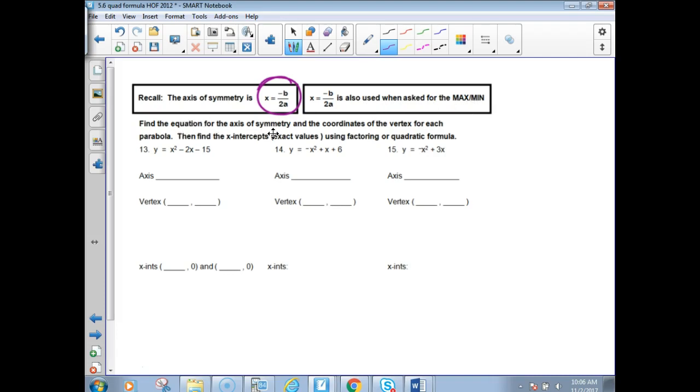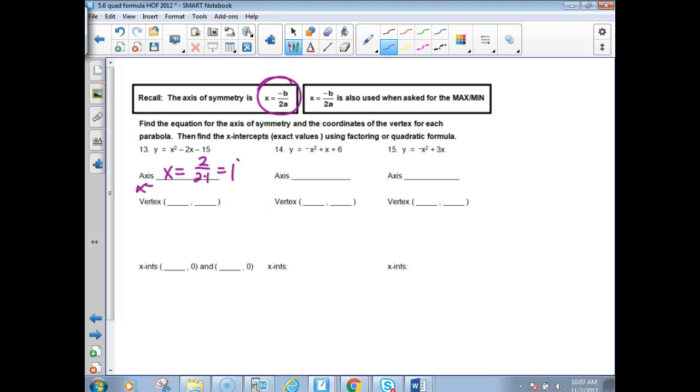So find the equation for the axis of symmetry and the coordinates of the vertex for each parabola, then find the x-intercepts' exact values using factoring or quadratic formula. So you got options, whatever looks easiest to you. Quadratic formula will always work, completing the square would always work, and then sometimes factoring works. The axis is going to be x equals the opposite of b, which is 2, over 2a, which is 2 times 1. 2 divided by 2 is 1. So your axis is x equals 1.